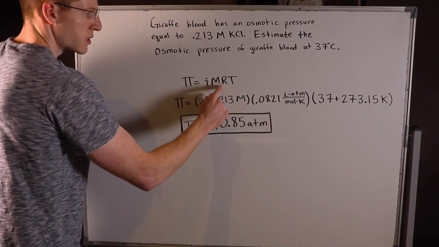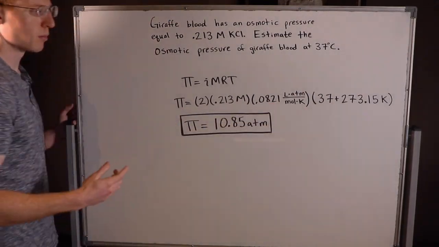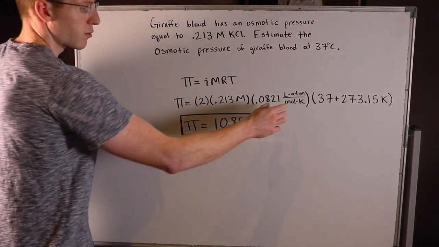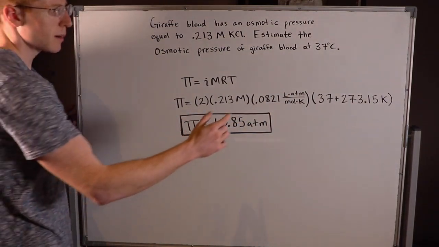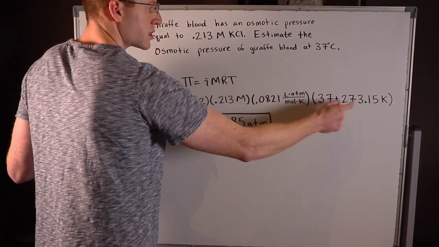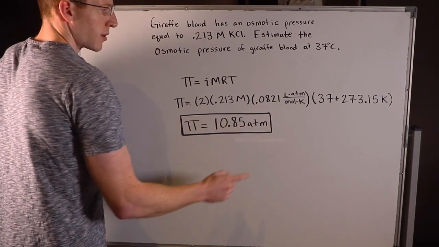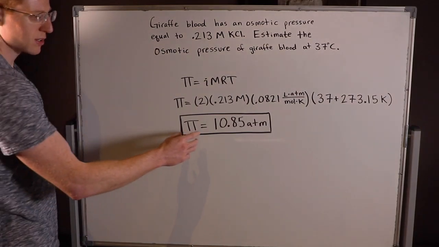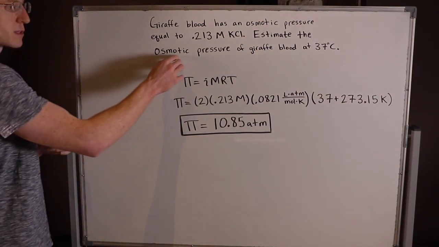The ideal gas constant R is 0.0821 liters times atmospheres per mole times Kelvin. A way you can remember these units is just say "latimolc" in your head. Temperature, we actually had to change to Kelvin, and you can change Celsius to Kelvin by adding 273.15. Once you type all this into your calculator, you'll obtain an answer. 10.85 atmospheres of pressure is your osmotic pressure.